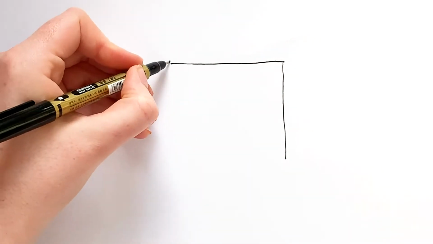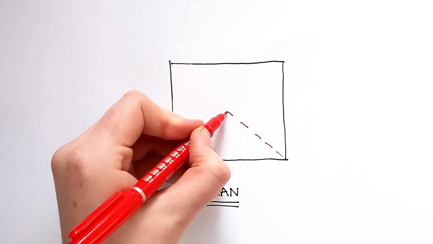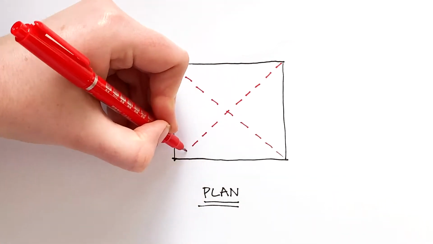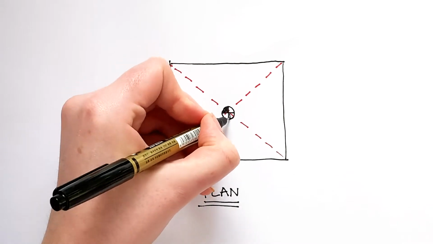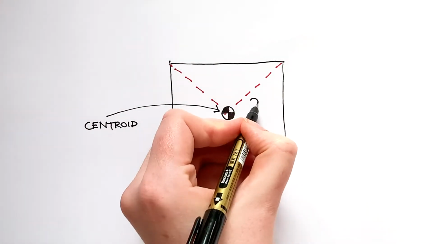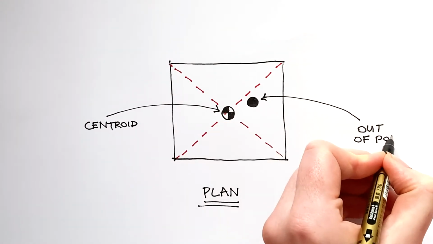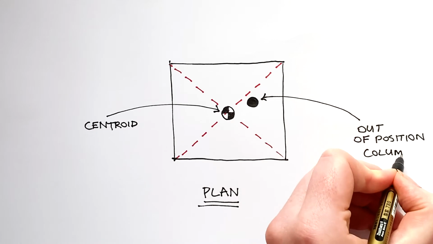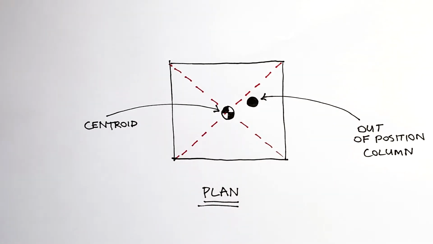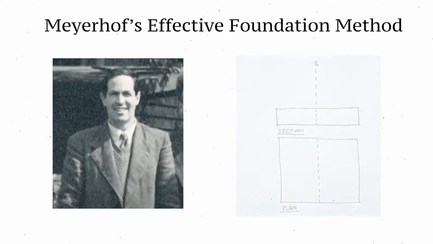In some cases, we know the eccentricity of the load. For example, when there has been a setting out error on site and the column ends up being positioned away from the centroid of the foundation as shown. In such cases, the calculation of stress beneath the foundation can be easily determined using Meyerhof's effective foundation method.